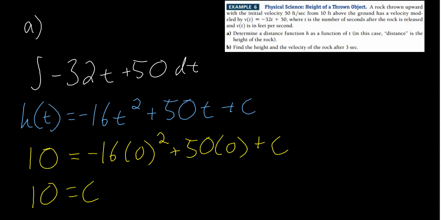Well, at this point they're both easy, but it wants us to find the height and velocity of the rock after 3 seconds. We already have the velocity function right here. All we have to do is plug this 3 in for t in our velocity function, and we have the velocity. Then plug the 3 into our height function, and we'll have the height. So my velocity function: 3 times negative 32 is negative 96, negative 96 plus 50 is negative 46.